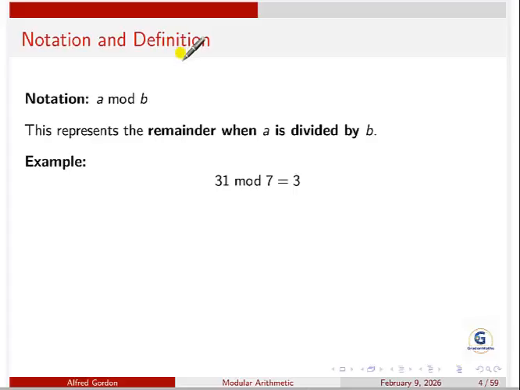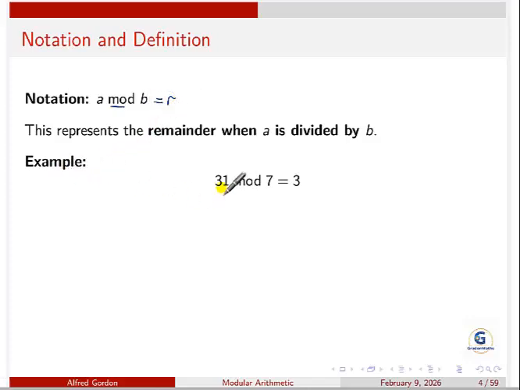Now, notation and definition. For modulo, we shall write A mod B, where mod represents the modulo. A is an integer and B is also an integer, which is neither 0 nor negative. This represents the remainder when A is divided by B. So the result will give us the remainder.